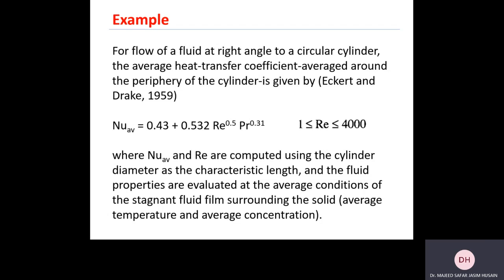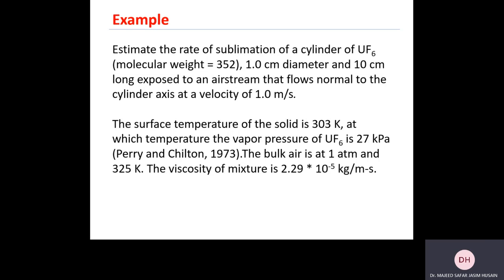So you can see the range of Reynolds number, it is linear, and then you have the Prandtl and Reynolds number to give you the Nusselt. So Nusselt average and Reynolds are computed using the cylinder diameter as the characteristic length, and the fluid properties are evaluated at average conditions, because at the end of the day you have the density and viscosity, but all of these depend on the temperature. So which temperature will you be using? This is the average condition. So this is what you are supposed to try to find. So estimate what he wants you to find.